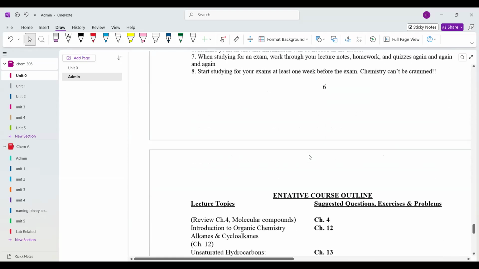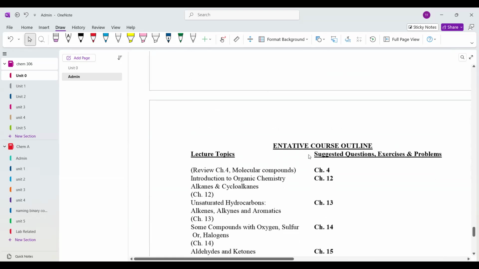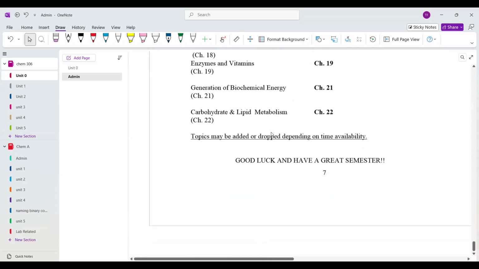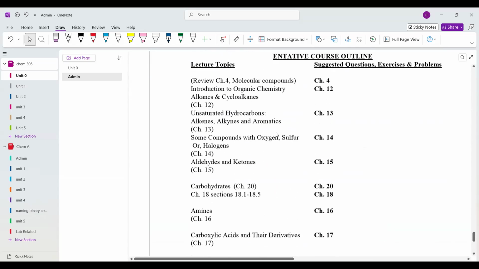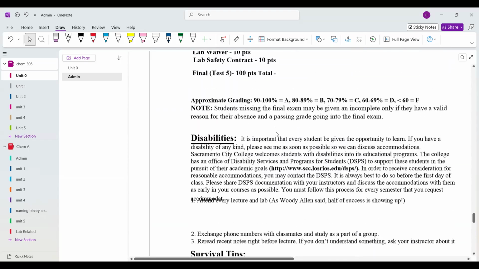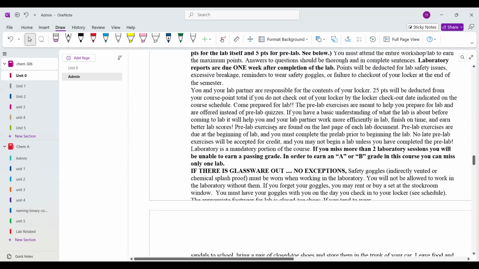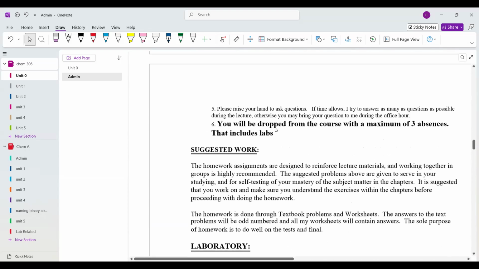Okay, it's important not to get behind because it's really hard. This is supposed to be the tentative course outline, and these are the chapters we're covering in the textbook. Okay, so that's it on admin, which is really pretty standard.